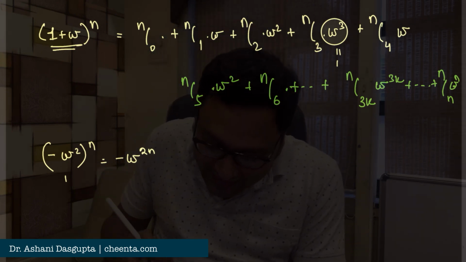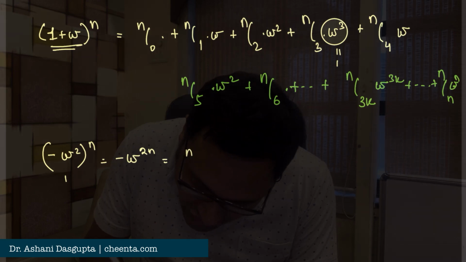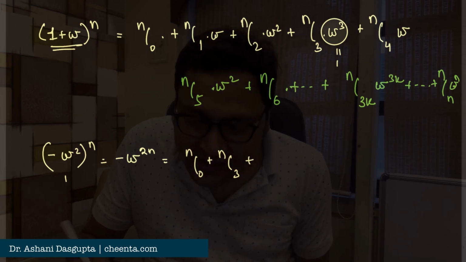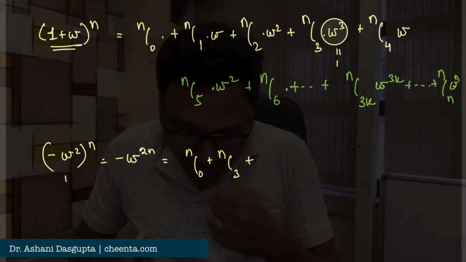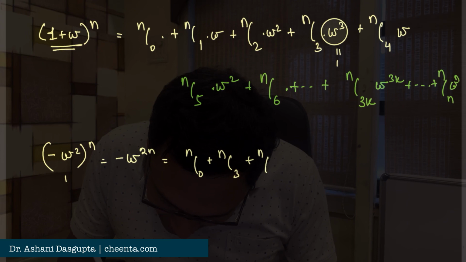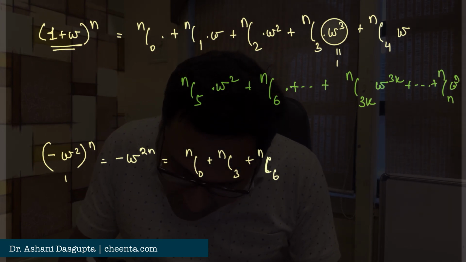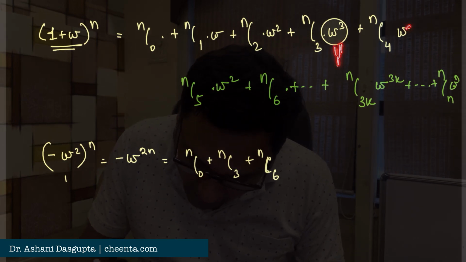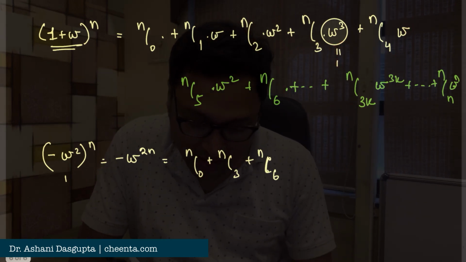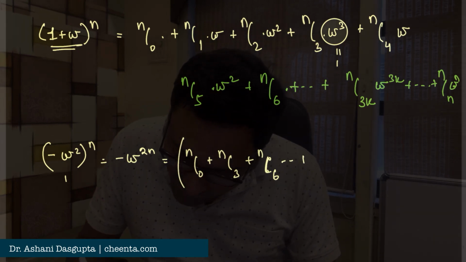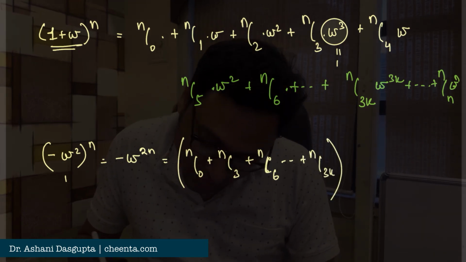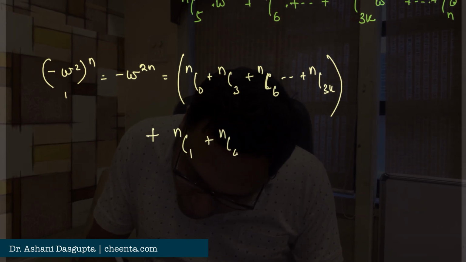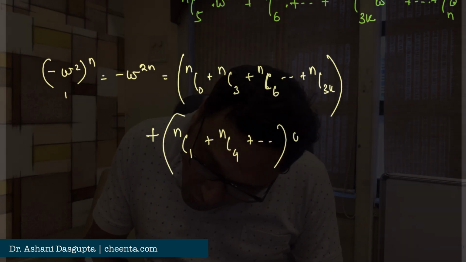Okay. So that is equal to n choose 0 plus n choose 3. I'm just clubbing the same terms together. Okay. n choose 0, n choose 3, n choose 6. These are all having the number 1 multiplied to them. Omega cube is also 1. Omega to the power 6 is 1. So all of these up to n choose 3k, plus n choose 1, n choose 4, like this, up to omega.